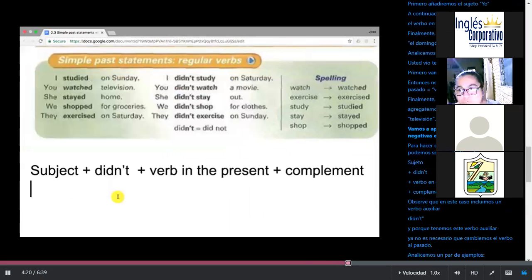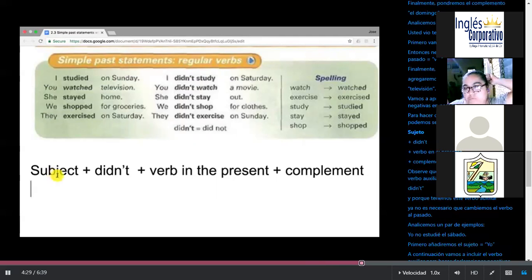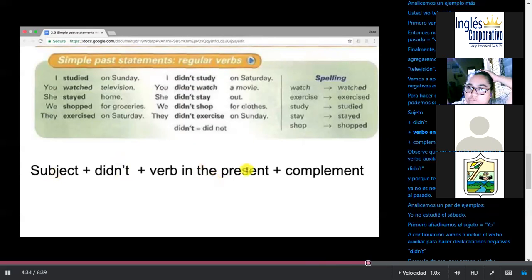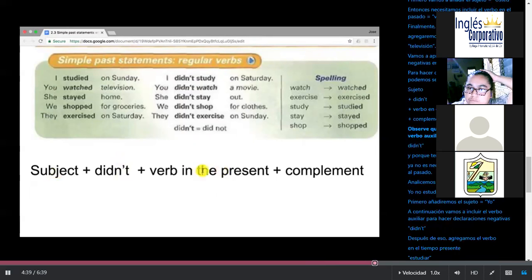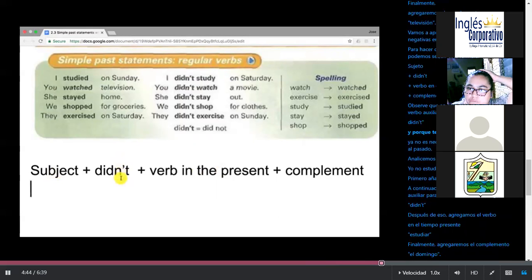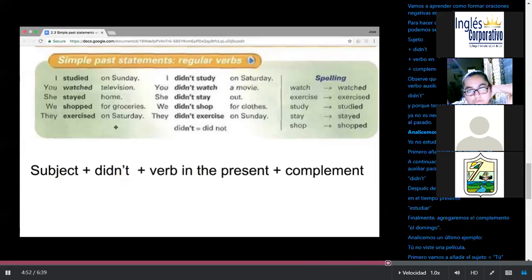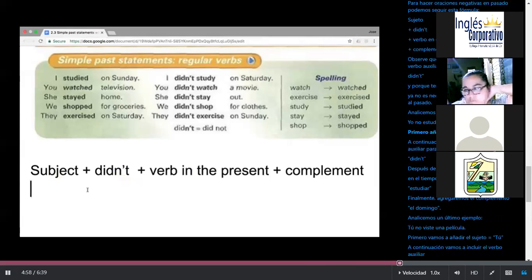Let's learn how to make negative statements in the past. In order to make negative statements in the past, we can follow this formula. Subject plus didn't plus verb in the present plus complement. Notice that in this case, we include an auxiliary verb, didn't. And because we have this auxiliary verb, we will no longer change the verb to the past tense. Let's analyze a couple of examples. I didn't study on Saturday. First, we will add the subject, I.